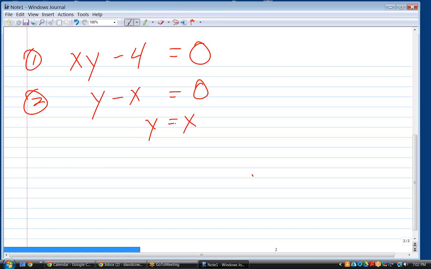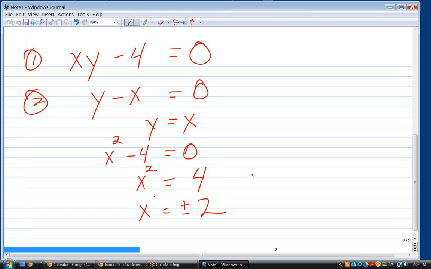Substituting that into equation number 1 for y gives us what? x times x minus 4. Now how do we solve this? Add 4 on both sides. It's one way. Not sure that's the best, and I'll let you know in a second. And then take the square root, so it'll be plus or minus 2. Very good. You're one of the 10% of my students that remember the plus or minus.